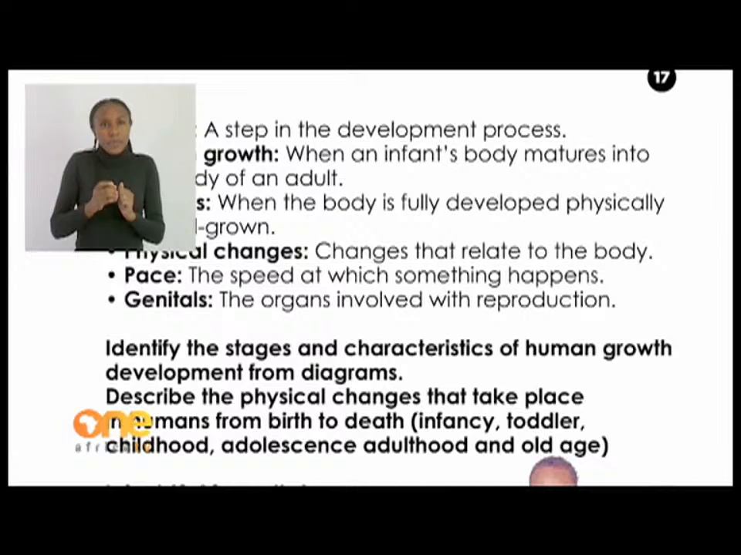Matures is when the body is fully developed. It means you become a very big person now, or a grown somebody. Physical changes. These are the changes that relate to the body. It means we can see them. When you are thinking of something that's not a physical change, physical changes should possibly be seen or can be identified on your body. We look at the pace. The pace is the speed at which something happens. How fast or how slow, that's the pace. And we look at the genitals, the organs involved in reproduction.